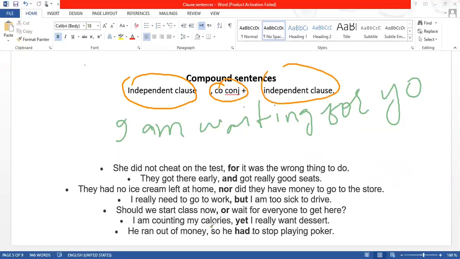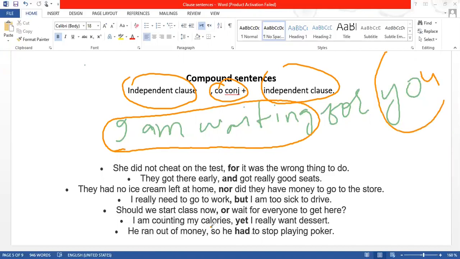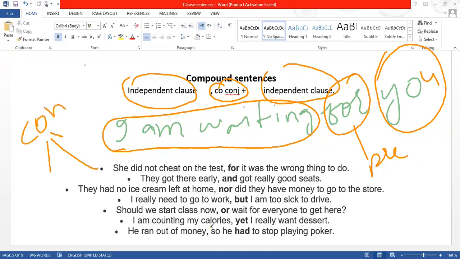Now, if you see this sentence, this is one clause. You already know that it has a subject and a verb. And see, this "you" is just one word. It is not a clause. So I'm waiting for you. This for is a preposition, remember. It is not a conjunction. So how can you use it as a conjunction? In this way. Here, this for is a conjunction. For example, she did not cheat on the test, for it was the wrong thing to do. Now, for here means also because.